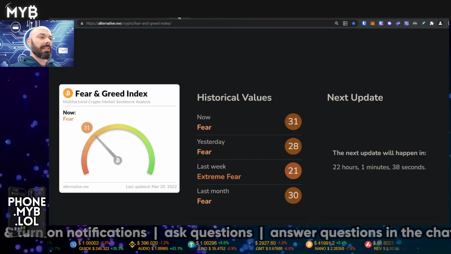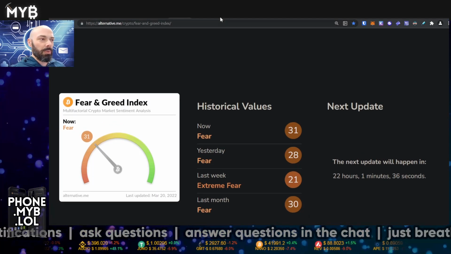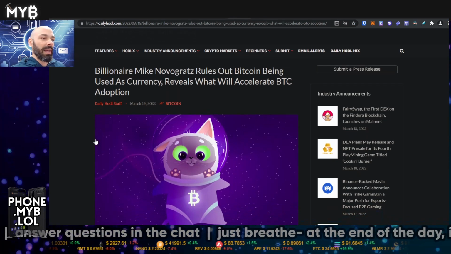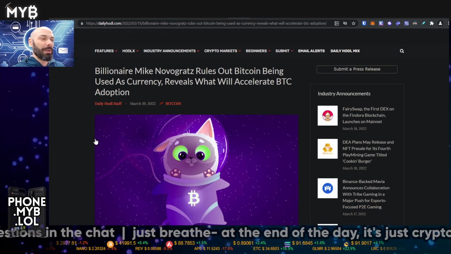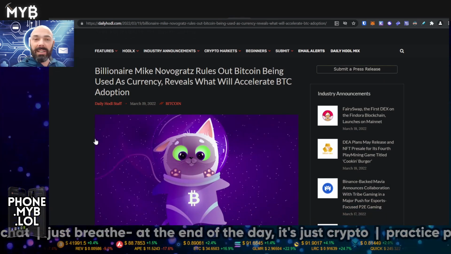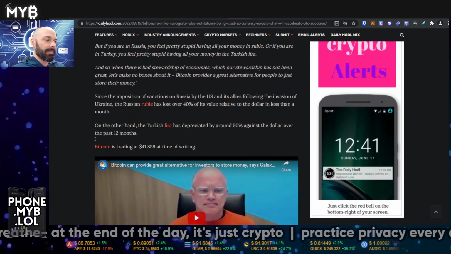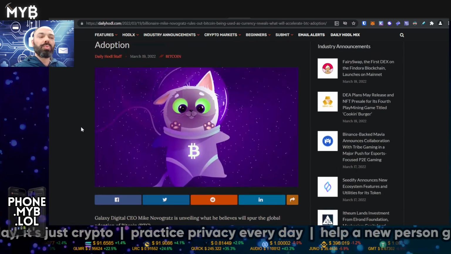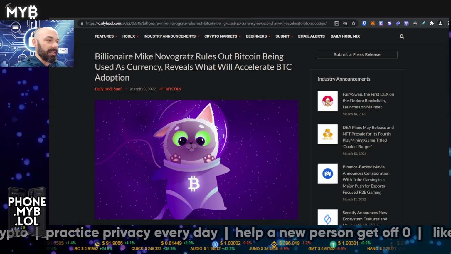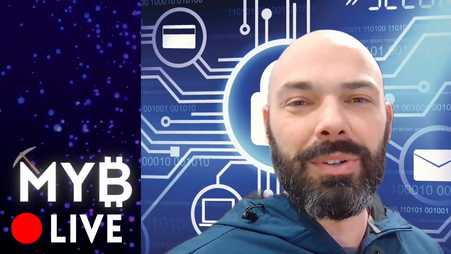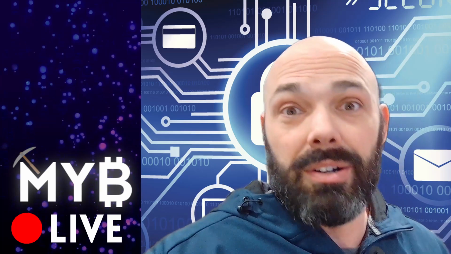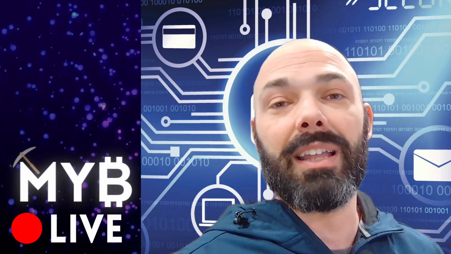minute. So back to that fear and greed index. Score of 31. What's affecting it? Some of the news. Here's part of it. Daily Hodl talks about Novogratz, saying that he thinks Bitcoin will not be used as currency, reveals what will accelerate adoption. First off, I actually don't need to see anything else that Novogratz is saying here. Bitcoin is already currency. It's already legal tender in more than one country. And there are proposals to have it accepted as legal tender in a significantly greater number of countries and states here in the United States.